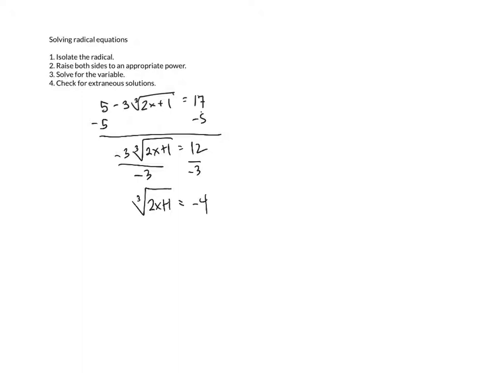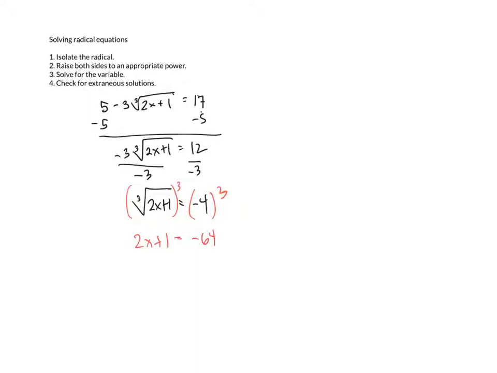All right, now the radical is by itself. So now we want to raise both sides to an appropriate power. Because this is a cube root, the thing you'd want to do to undo that is to cube both sides. If it had been a square root, you square both sides. If it had been a fourth root, you raise both sides to the fourth power. When you cube a cube root, those are inverses of each other. They cancel each other out. And when you cube, I wrote a 2 over there, negative 4, you get negative 64.